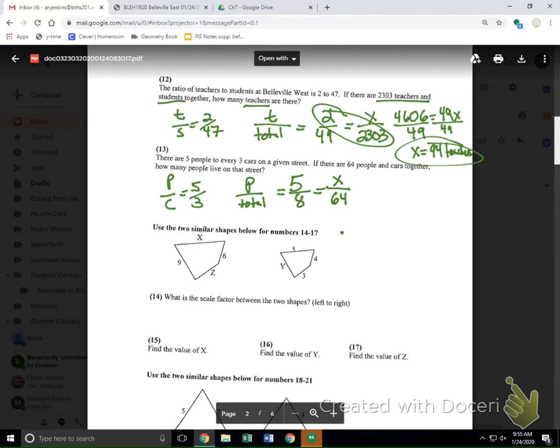Once again, we're cross multiplying here. 8 times X is 8X. 5 times 64. 320. 5 times 64, you said 320? Okay, thank you. We're going to divide by 8. X equals 40. So 40 people.